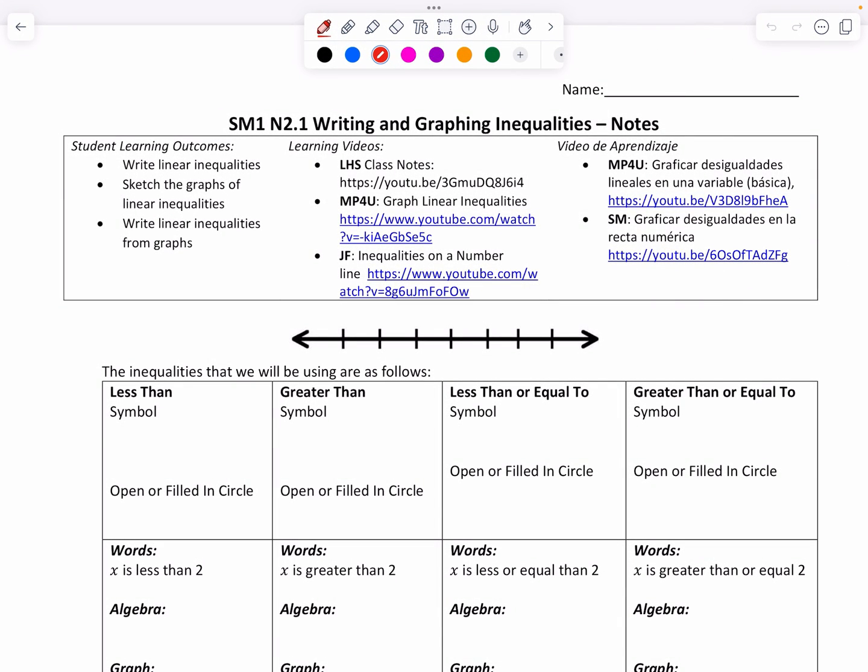All right, so here's our fifth set of notes for secondary one, term one. And today we are talking about inequalities. So a bit of terminology.